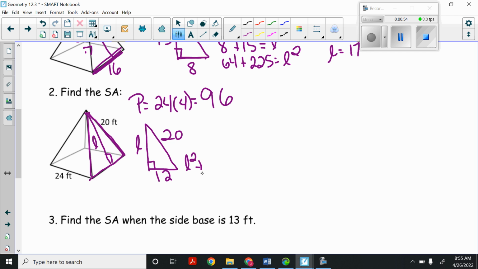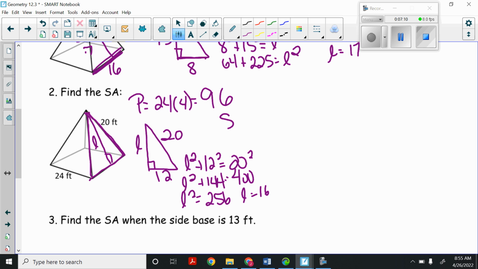So here, L squared plus 12 squared equals 20 squared. L squared plus 144 equals 400. L squared equals 256. So L is equal to 16. So my surface area is 1/2 my perimeter, 96, times my slant height, 16, plus the area of the base. The base is a square, so that is 24 times 24, or 24 squared.